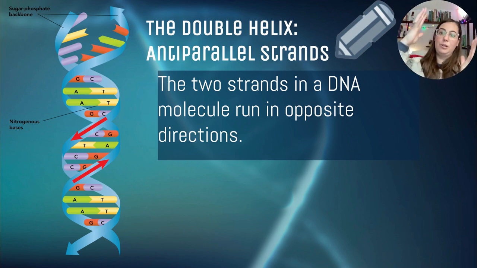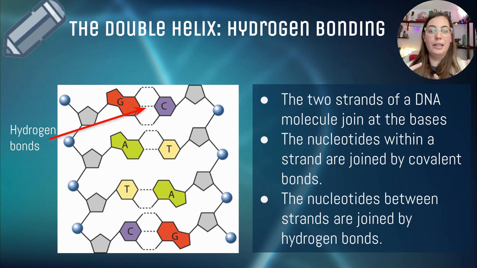Now, to make sure that my two strands meet in the middle and stay connected, the double helix is held together by hydrogen bonds. The hydrogen bonds are between adenine and thymine, and guanine and cytosine. That's why Chargaff saw the same percentage of each. The two strands of a DNA molecule join at these bases. Remember that the sugar and phosphate are held together by covalent bonds. The strands are held together at the bases by hydrogen bonds here.